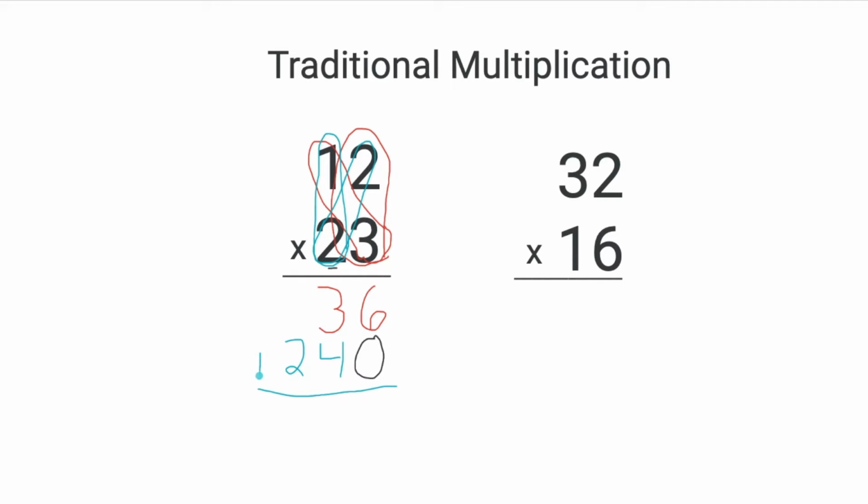And what we have here now are 2 products, two halves of our problem that we need to add together. So we have 3 multiplied by 12, that's 36. We have 20, because remember this 2 is in the tens spot, so it's 20, multiplied by 12, which gets us 240. We just go ahead and add these together.